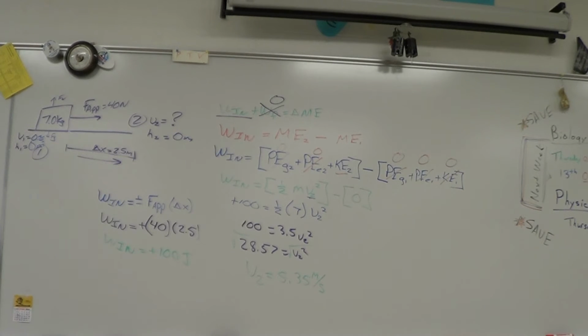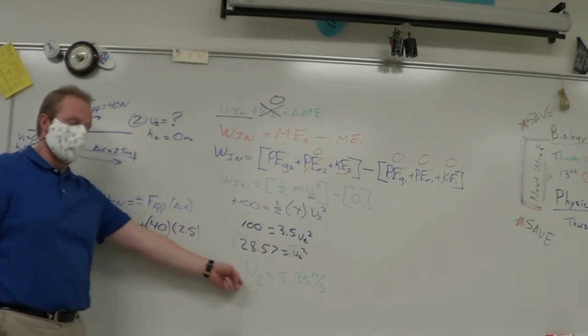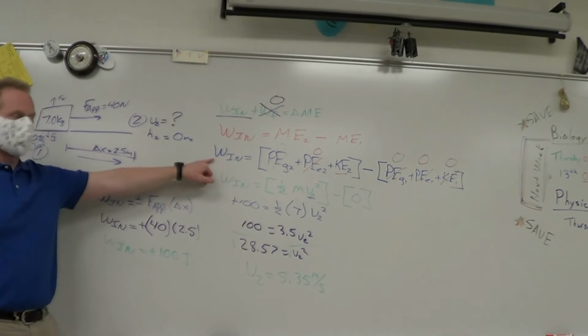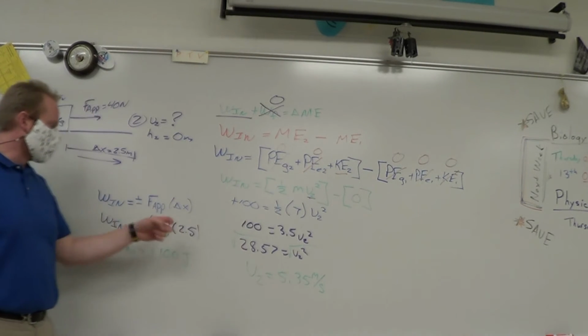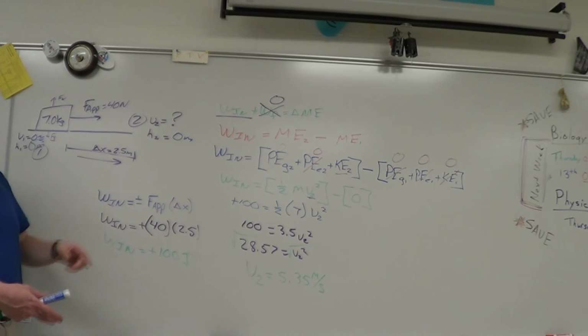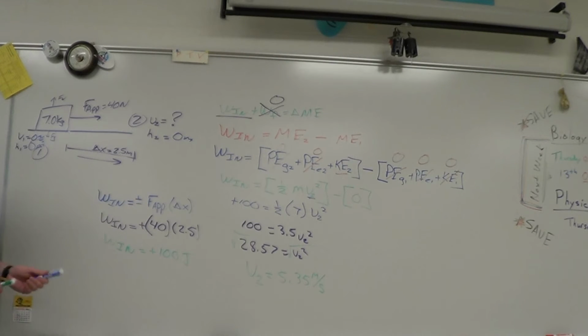It's a 2-location problem. There was some work in. There was no work done by friction. And we had to solve for final velocity. Now, we could do slightly different things with this long equation. If we were given the final velocity, we could solve for work in, which then could get us the applied force. If we were given a time, or we somehow calculated a time using a Fab 5, we could calculate power. That's another option.